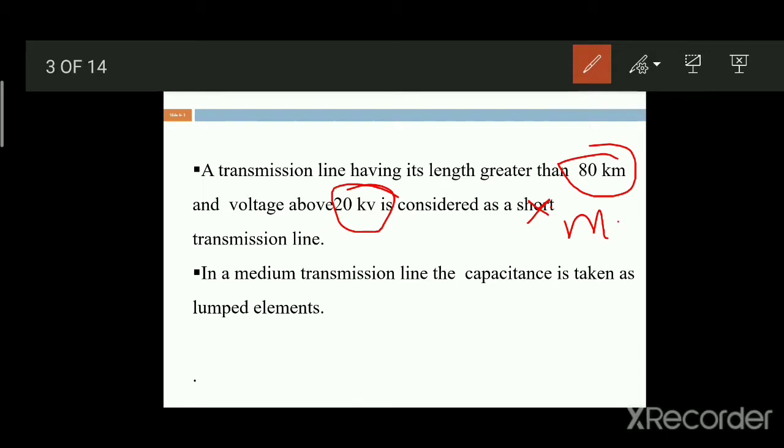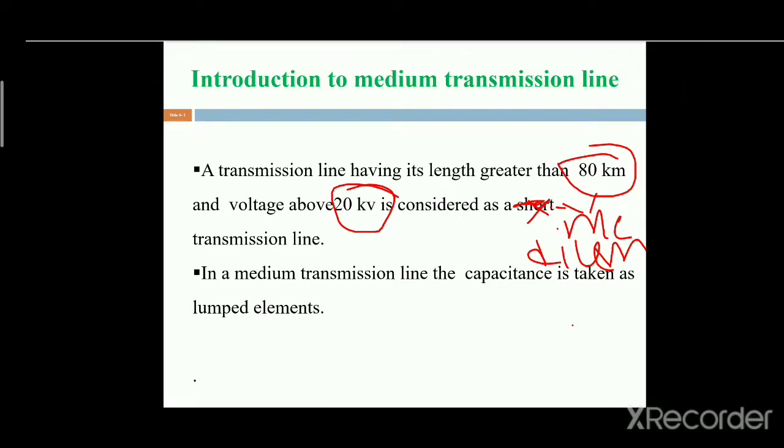Sorry, in that we represented short; that will be replaced by medium transmission line. It is known as the medium transmission line. In the medium transmission line, the capacitance is taken as a lumped element, for easy calculations.